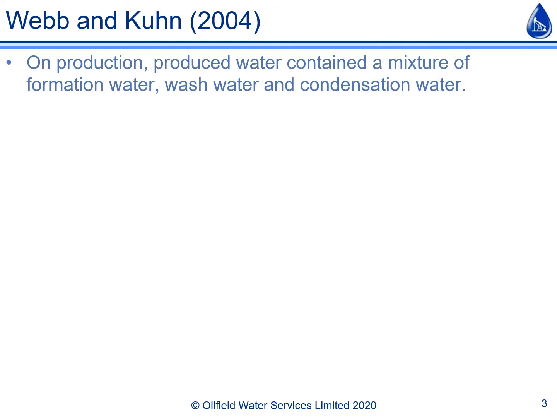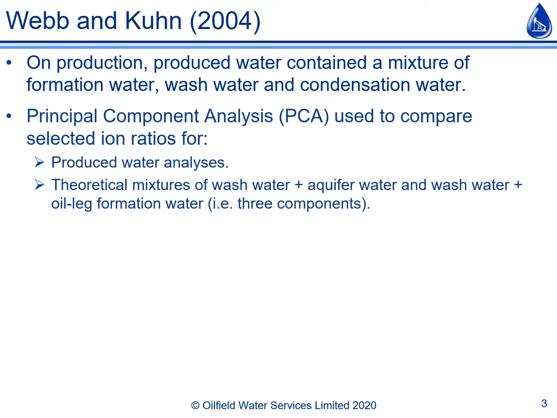Evaluation of these analyses indicated that the produced water was a mixture of formation water, wash water and condensation water. The compositions of these samples were compared with theoretical mixtures of wash water and aquifer formation water and wash water and oil leg formation water. This comparison used iron ratios because this meant they could ignore dilution effects caused by the condensation water. The comparison was undertaken using principal component analysis, a multivariate statistical technique.